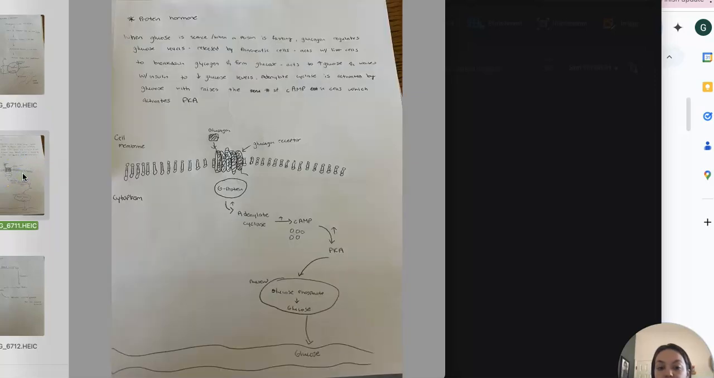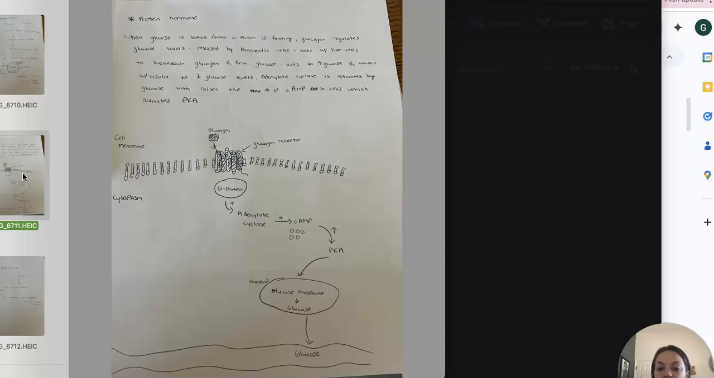Next, for my protein hormone, I chose glucagon. I think glucagon's really interesting. When our body is fasting or when our glucose levels are scarce, glucagon regulates our blood glucose levels, or our blood sugar levels, which is what we see like hemoglobin A1C or just a fasting blood glucose level.